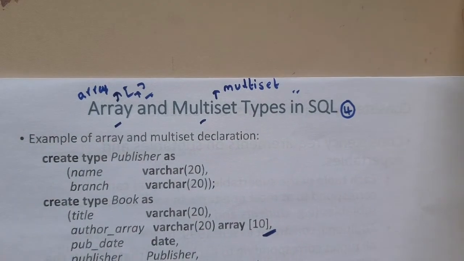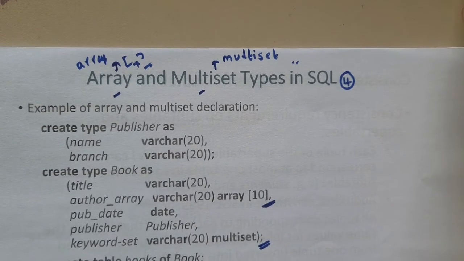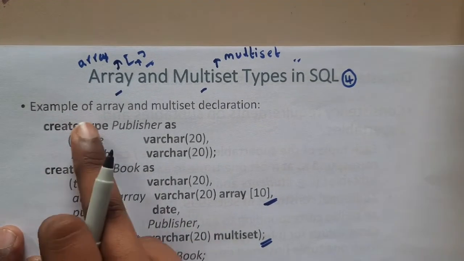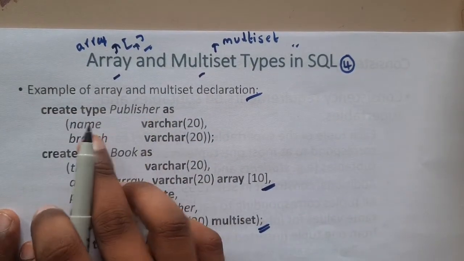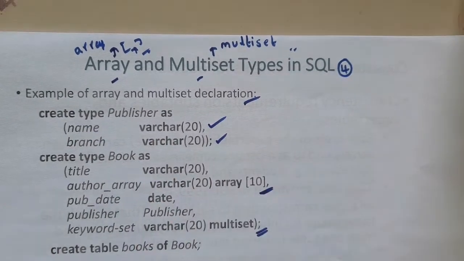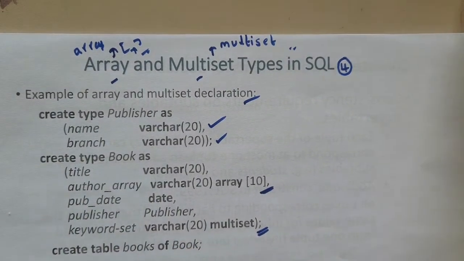Let us now learn about some introduction, like how you can write the syntaxes, how the data is entered and how it is retrieved. Example of array or multi-set declaration. Create a type publisher as name varchar 20, branch varchar 20. There we didn't use any array or multi-set. Then we are writing the book.